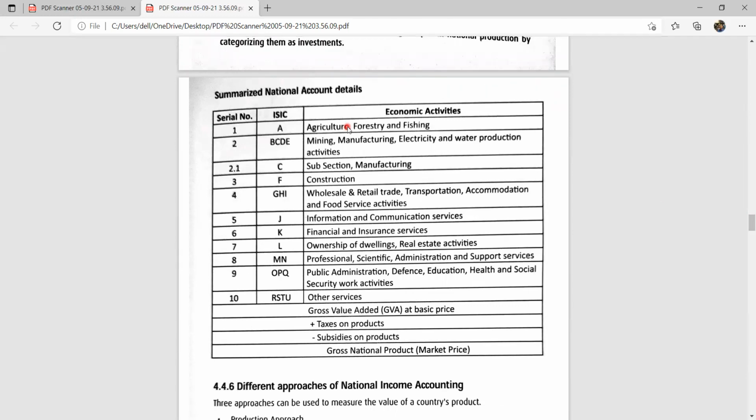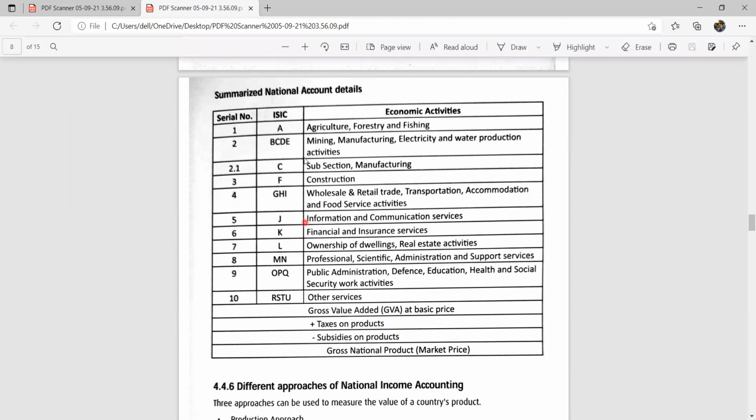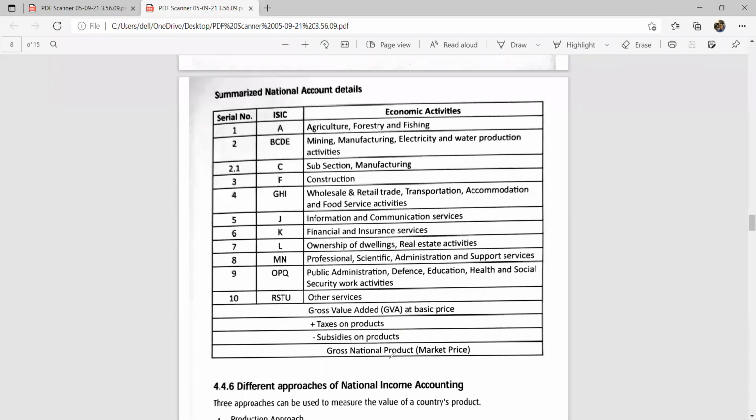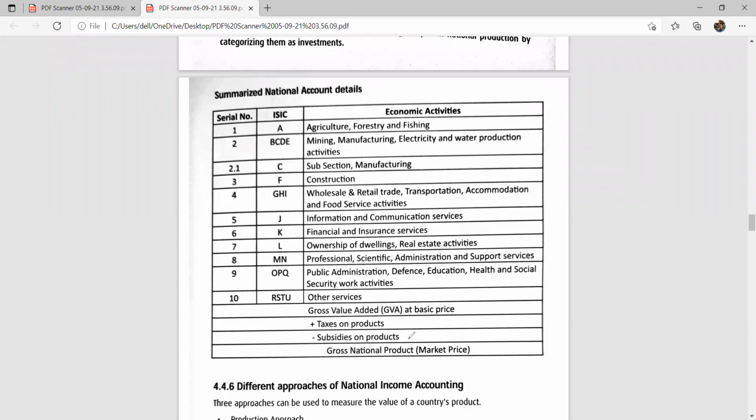Summarized economic account details. Then we want to calculate the country's national production. Our target is to calculate gross national production, instead of this word, gross domestic product. So gross domestic product must be calculated. Therefore, all these things should be included.